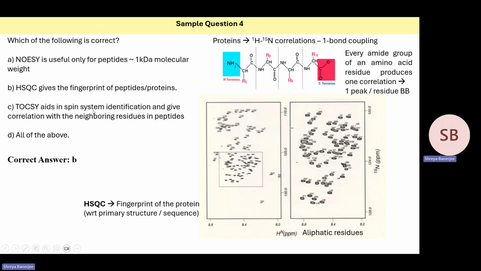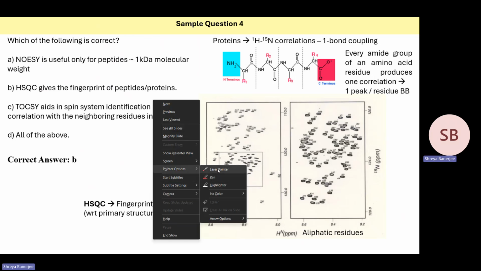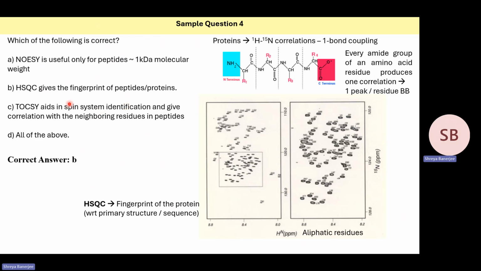Option C is telling you TOCSY aids in spin system identification and gives correlation with neighboring residues in peptides. This second part is incorrect. TOCSY only helps in spin system identification. Correlation with neighboring residues cannot be obtained from TOCSY, because TOCSY is just like COSY. TOCSY will not give you correlation with the neighboring residues in peptides. So option C is incorrect. So option B is correct.